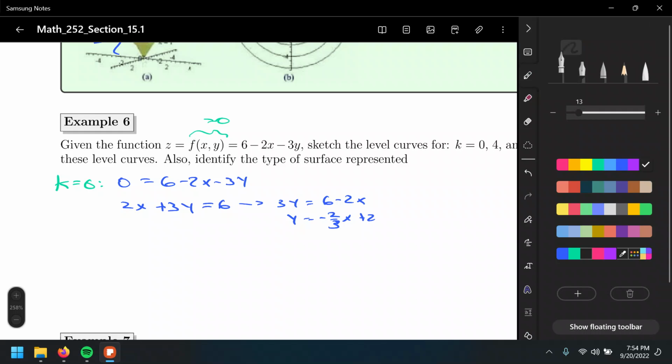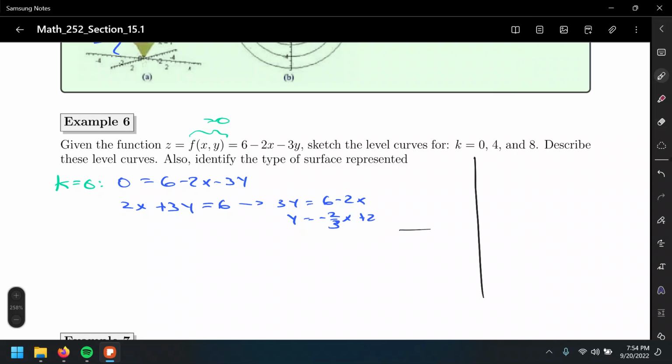So we're going to get this line right here. We're going to have a line with a y-intercept at 2 and a slope of negative 2/3. That is negative, so go down 2 units and run 3 units. That's going to be our line. All right.